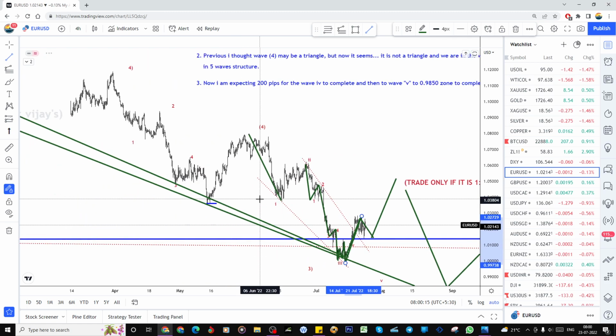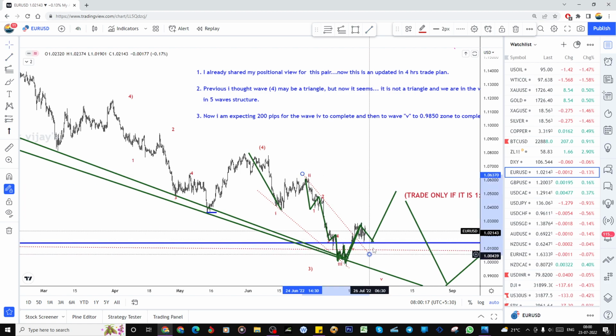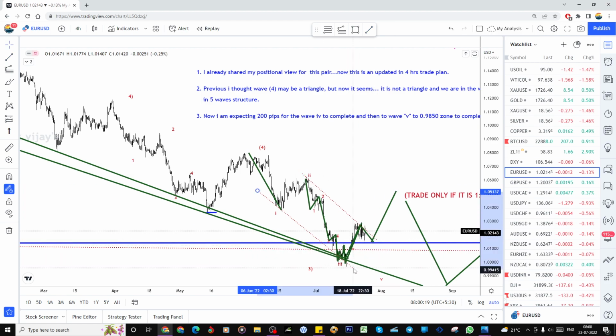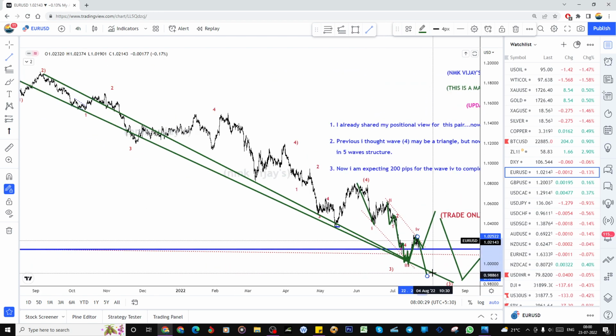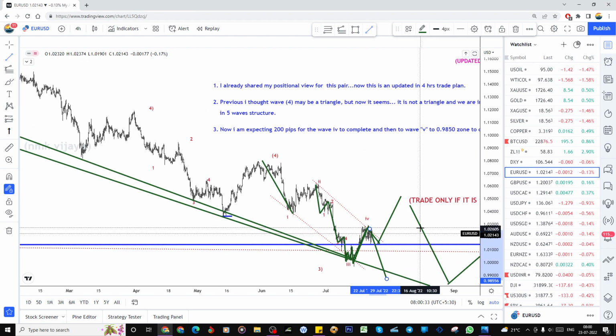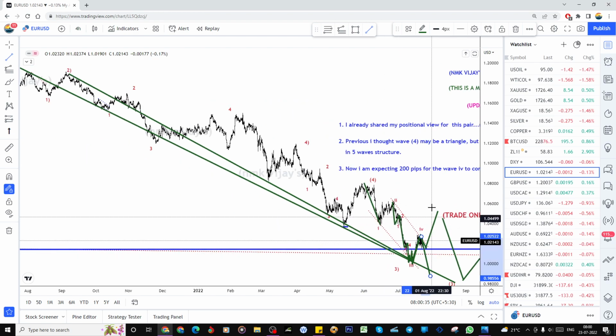irregular flat formation. Then this will become the channel. So 1 2 3 4, it is not yet completed, so this could be the end of the 4 and one more 5 wave to complete. So this is the chance. That is why there are a lot of possibilities.